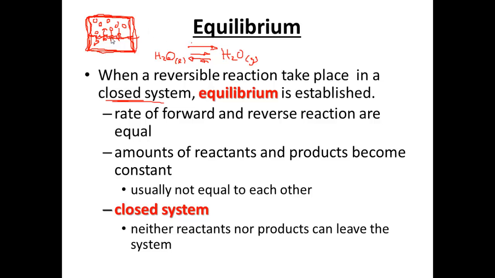And eventually, when we get more and more gas particles, the forward rate is going to go down, and the reverse rate is going to go up. Eventually, we're going to reach equilibrium, and that is when the rates of the forward and the reverse reactions are equal. At this point, the amounts of the reactants and the products become constant, and they usually are not equal to each other. But they do become constant, and I'll show you that in the next graph on the next slide. It is important to remember that this happens in a closed system, so neither the reactants nor the products can leave the system.